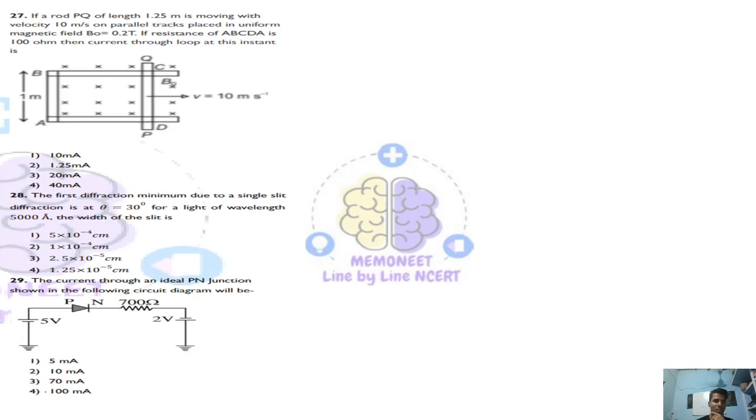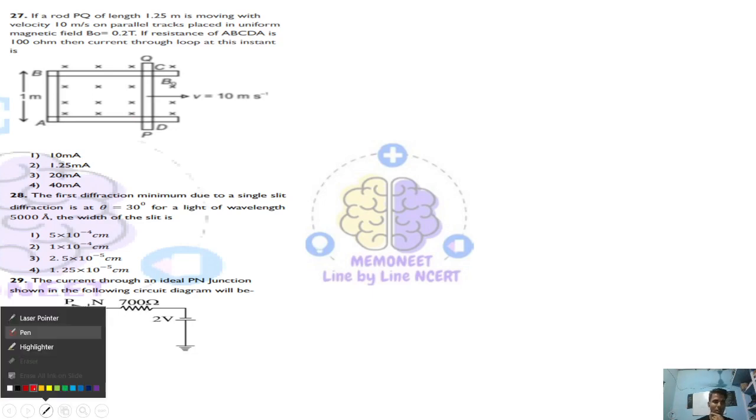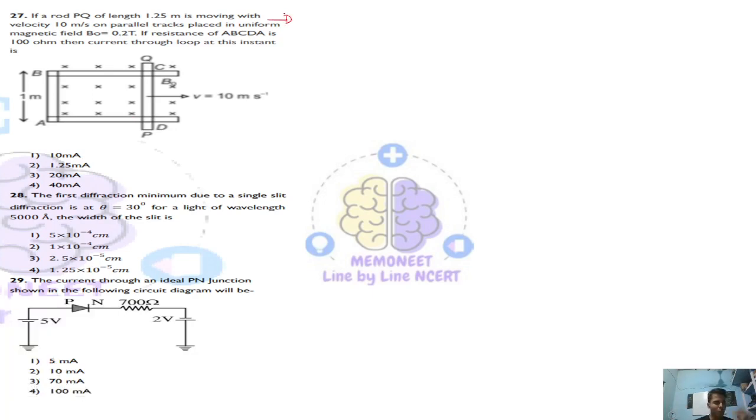Okay, it's an EMF or induction based question. Let's solve it out. You simply need to calculate the EMF or the current in these types of questions. You have a rod PQ moving. You have the length L, that is 1.25 meters. You have velocity, that is 10 meters per second. You have a magnetic field also, it is constant, 0.2 Tesla. Now you also have resistance, that is 100 ohm, and you are asked to calculate I.